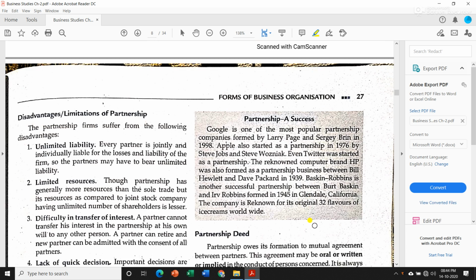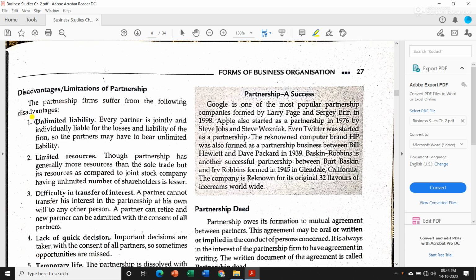Then let us see disadvantages. First one is unlimited liability. Every partner is jointly and individually liable for the losses and liability of the firm, so the partners may have to bear unlimited liability. Now in this partnership firm, the liability of each and every partner, except for a minor, is unlimited. Okay, their personal properties are at stake.